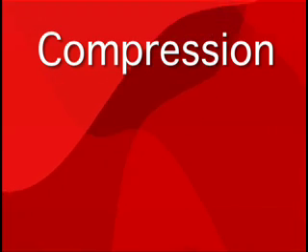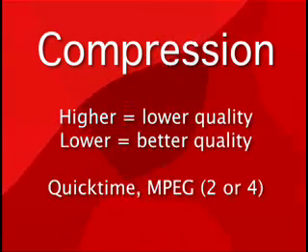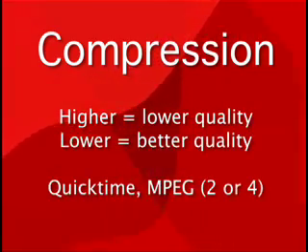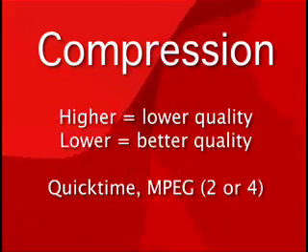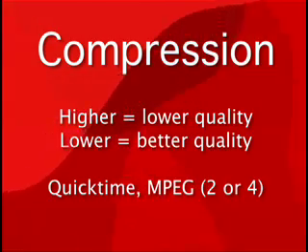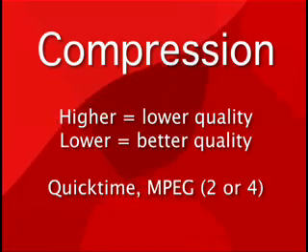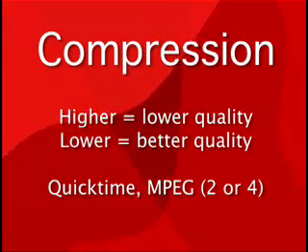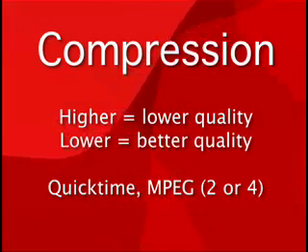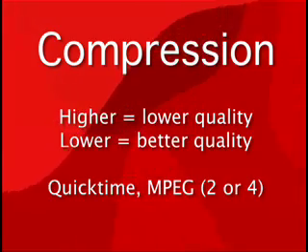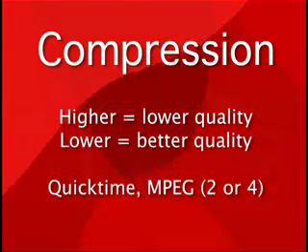And this is done by signal compression, which removes redundant or repeated portions of the picture. The greater the compression, the greater the loss of quality of signal. So less compression is good instead of more compression. And compression schemes or algorithms can be something like QuickTime or MPEG.